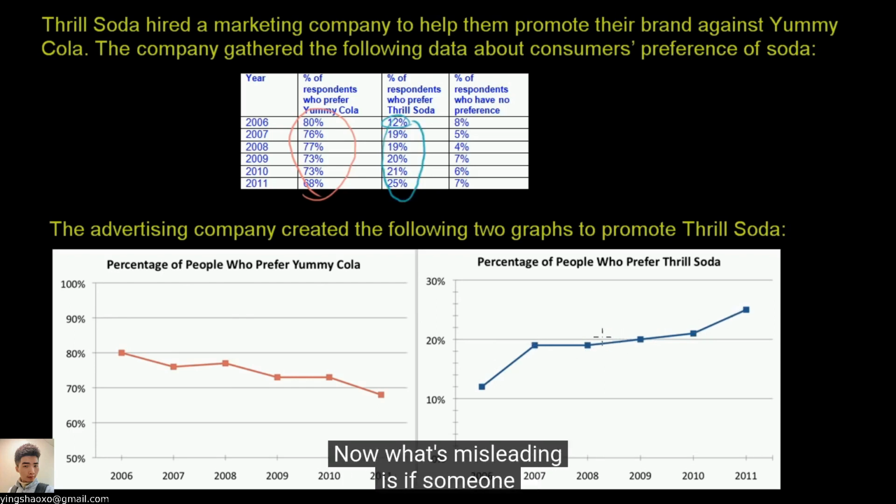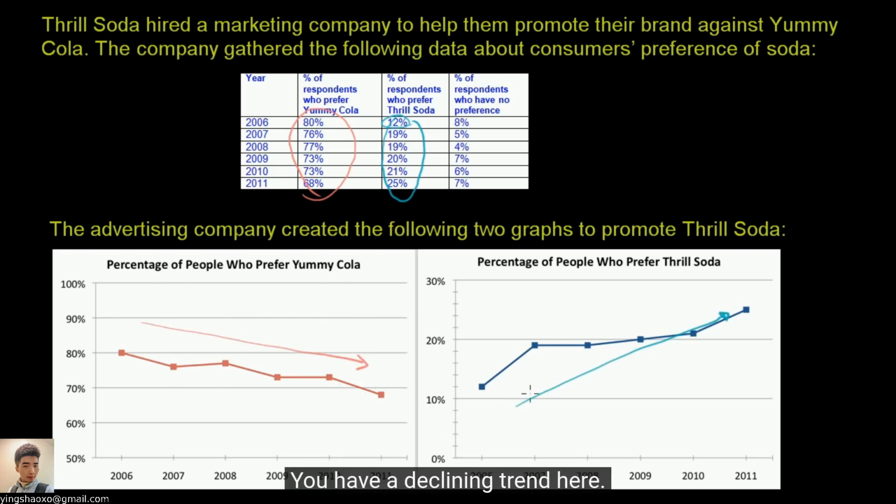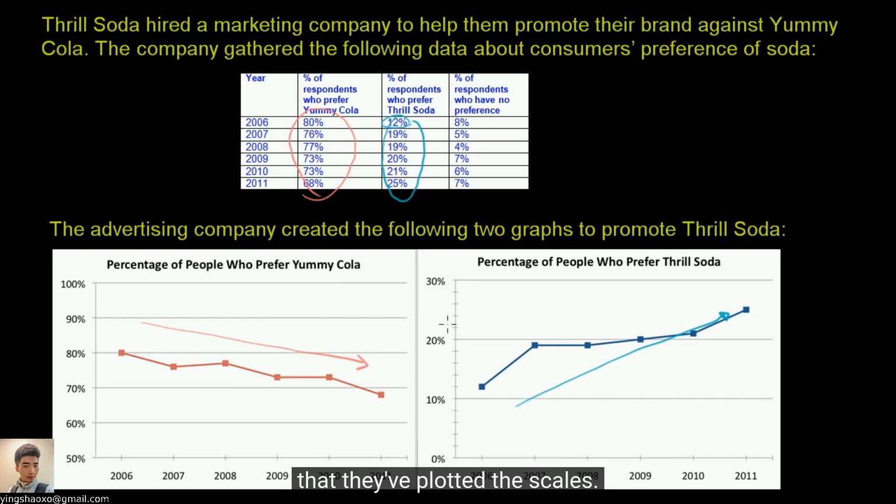Now what's misleading is if someone were to just look at these 2 graphs without actually looking at the scale, they'll see 2 things. Oh, look, you see a declining trend, and that's what line graphs are good for. I see a declining trend in the percentage of people who prefer Yummy Cola, and I see an increasing trend in the percentage of people who prefer Thrill Cola. And that's true. You have a declining trend here, and you have an increase here. But what's misleading here is the way that they've plotted the scales. These scales are not the same.